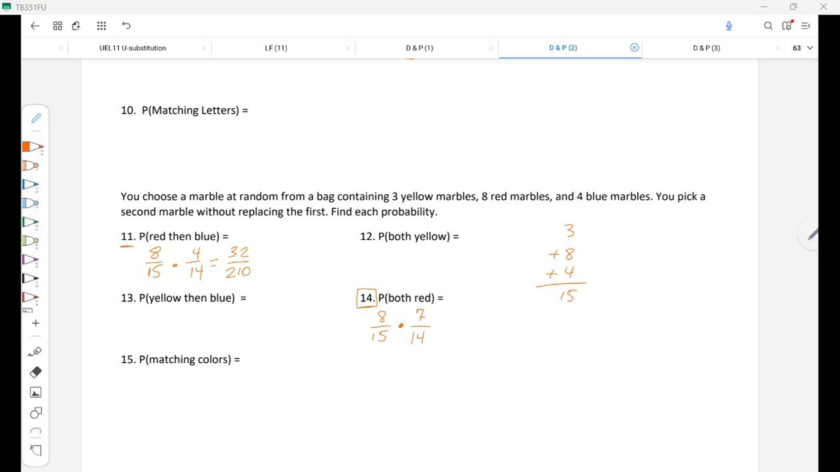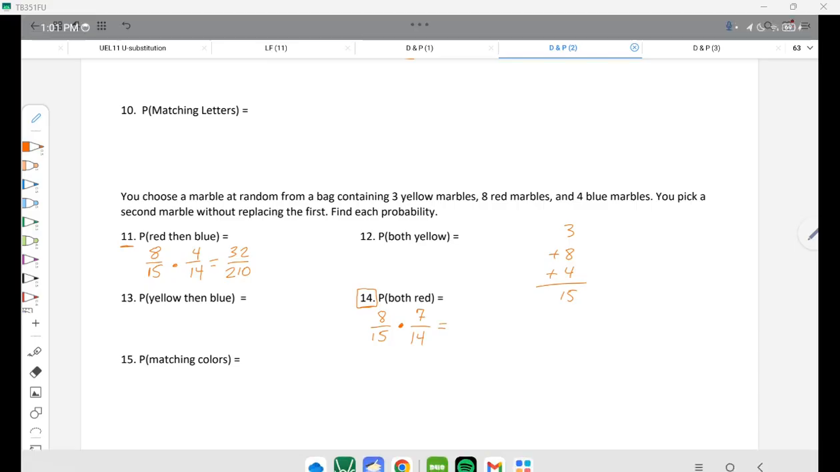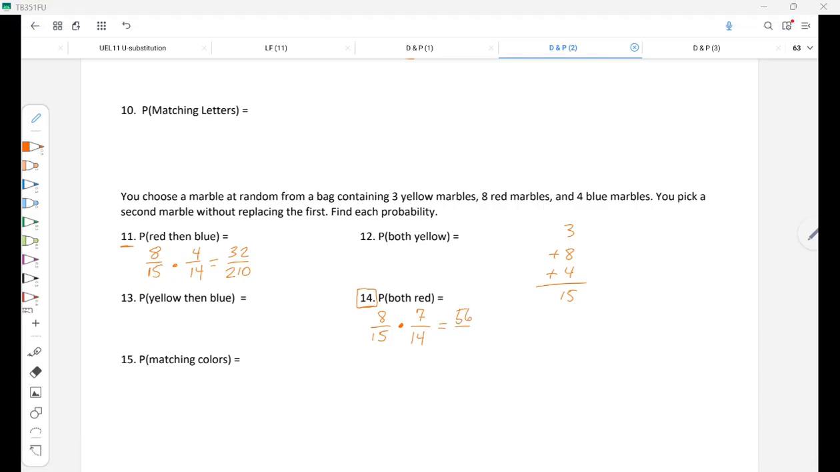And again, 14 is always going to be the number we write in all 4 of these problems. So same thing, this one before we simplify is going to give us 56 out of 210.